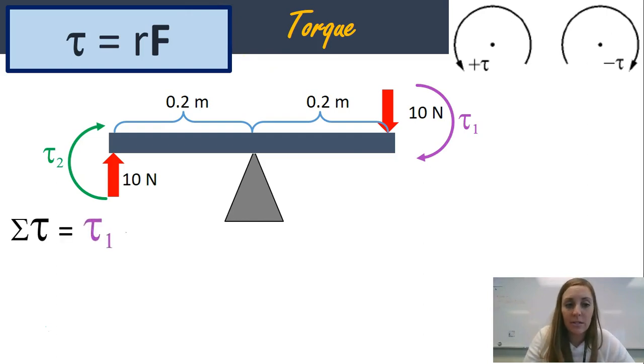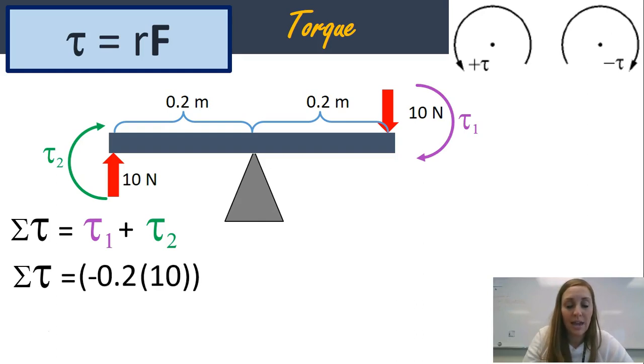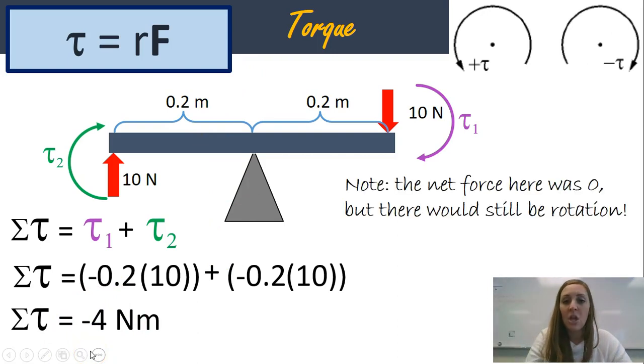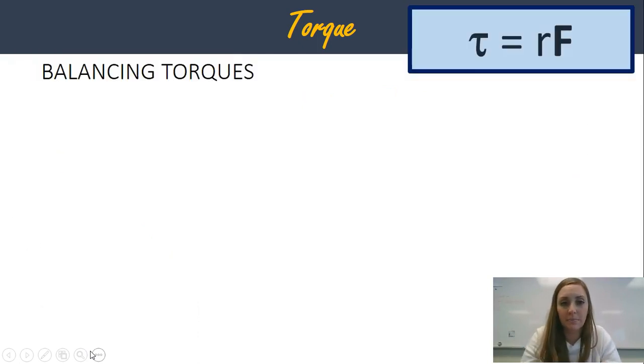So the sum of all torques is still torque 1 plus torque 2. So now let's look. Are they positive or negative? They are negative torques. So the sum of all torques is negative 0.2 times 10 for torque 1 plus negative 0.2 times 10 for torque 2, which means my overall torque is negative 4 Newton meters. Since this is not 0, my system is going to start rotating. So even though the net force here was 0, there's still a rotation because those forces aren't acting at the same point on my object.